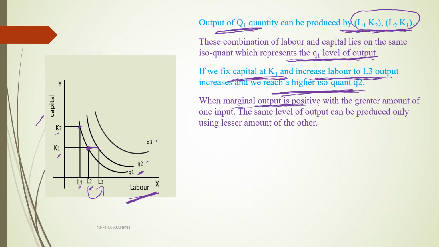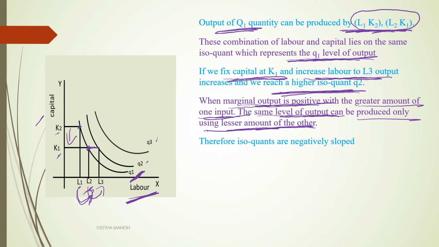Marginal output is positive, so with a greater amount of one input, the same output can be produced only by using a lesser amount of the other. That means when you move from L1 to L2, increasing one factor of production, if you want to produce the Q1 level of output, then you have to reduce the capital from K2 to K1. Then only you can produce the same level of output. Otherwise, you will move on to a higher isoquant.